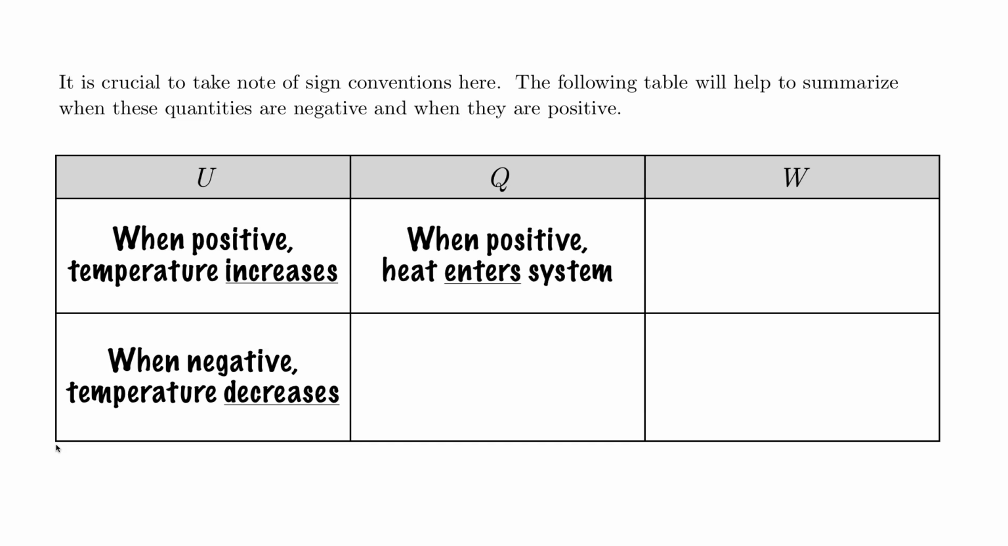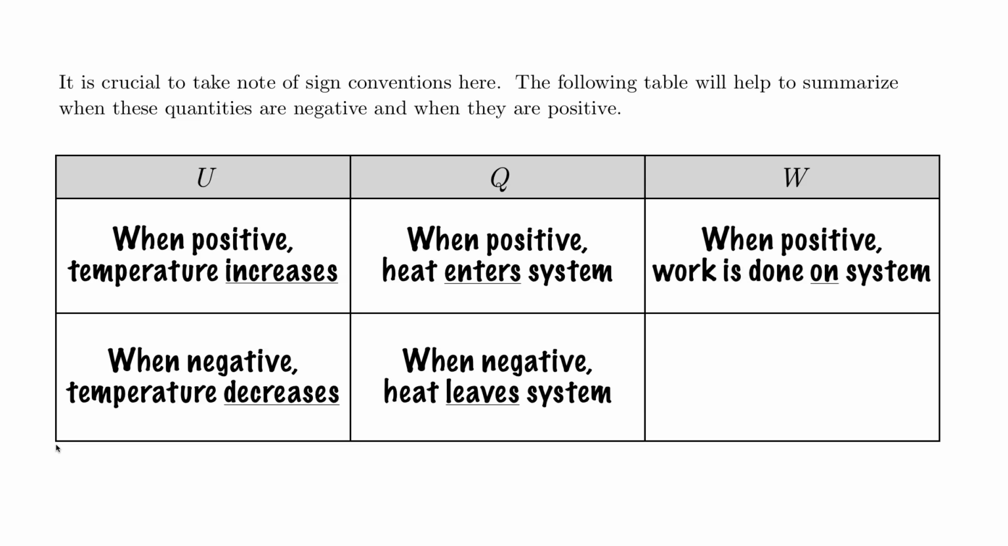All right, Q, heat. When heat is positive, it means that heat enters the system. So when you have heat flowing into a system, Q is positive, and when heat flows out of a system, Q is negative. Work is very similar. When work is positive, it means work is done on the system. When work is negative, it means work is done by the system.